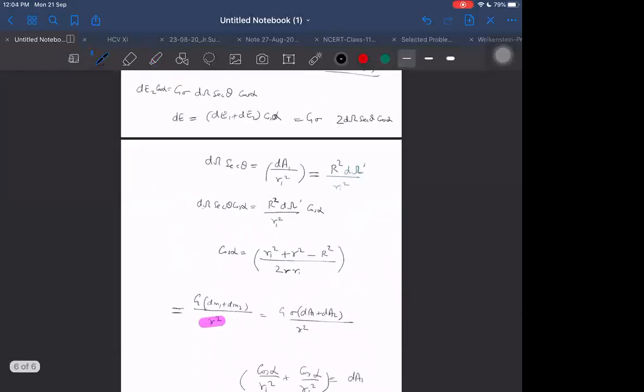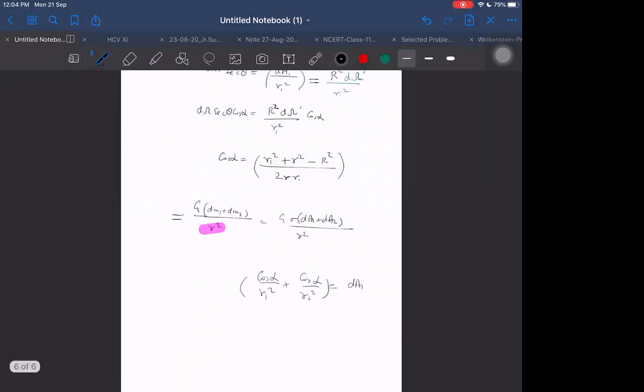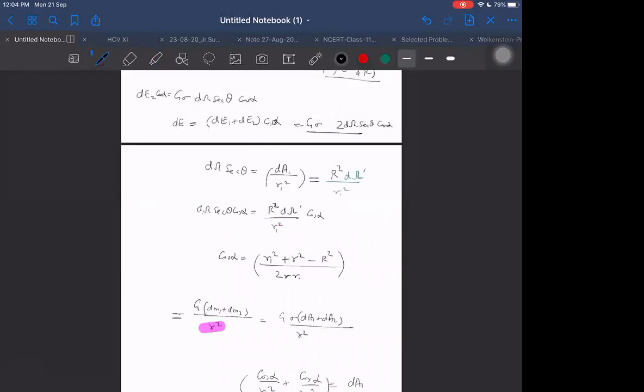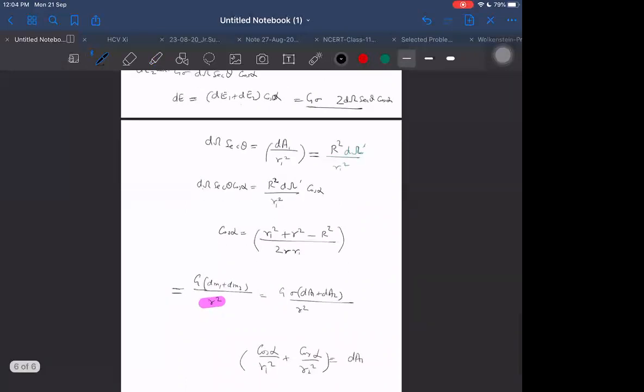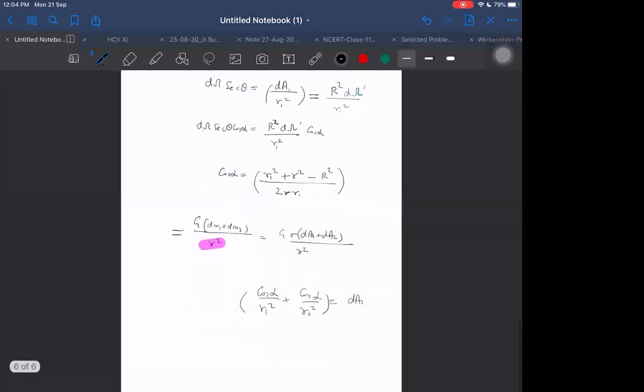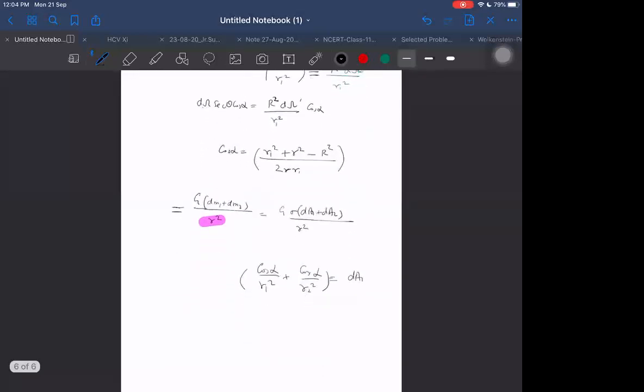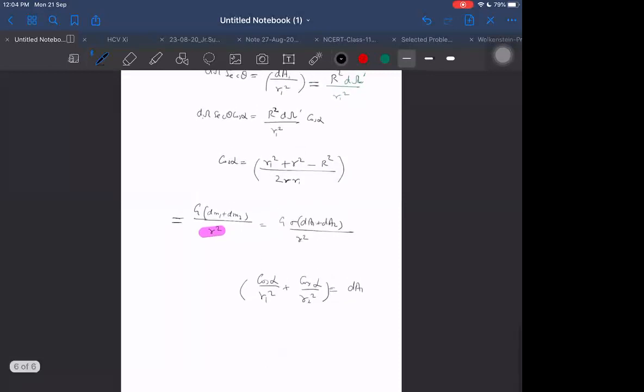We have reached G sigma d omega. In terms of sigma, I expected it to be G sigma. Let us consider G sigma to be 1. Then I am expecting this remaining term, d omega secant theta cos alpha, to be equal to dA1 upon R1 square plus dA2 upon R2 square. Now is it right or not? That I have to see.